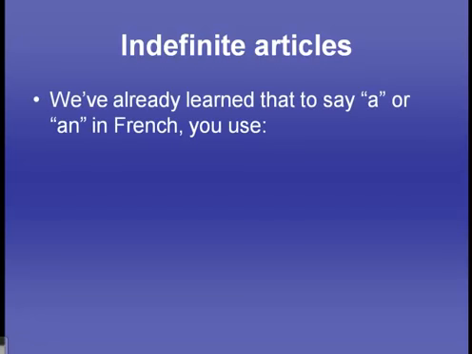Let's first review what we know about indefinite articles. We've already learned that to say a or an in French, you'll use the indefinite article un with masculine objects, une with feminine objects, and to say some, you'll use des in front of objects that are plural.